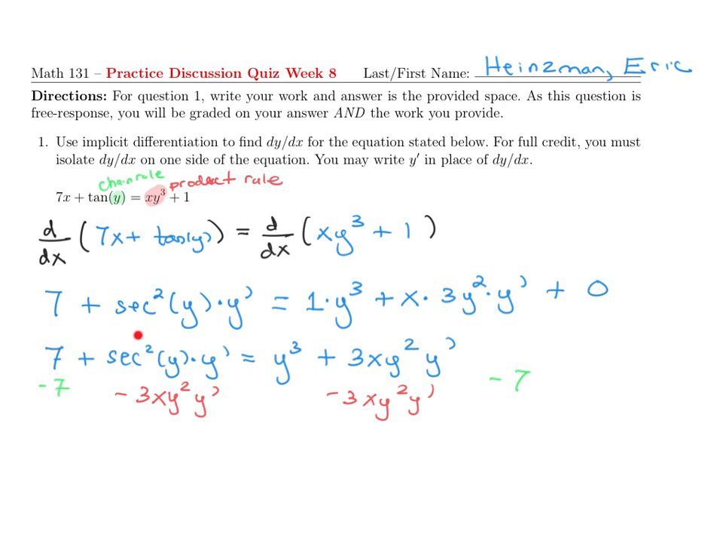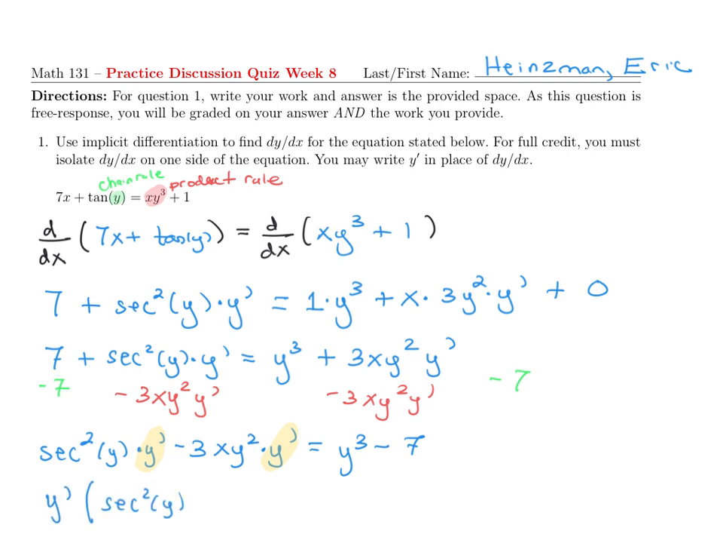So those cancel. I'm left with this minus that. So this is secant squared of y times y prime minus 3xy squared, also times y prime. That's equal to y cubed minus 7. The reason we put all of the y primes on one side is you can now factor it out from both terms. So you can factor out the y prime, and I'll do that as my next step. Factoring out the y prime leaves us with the secant squared of y, and then minus 3xy squared. And that is equal to y cubed minus 7.